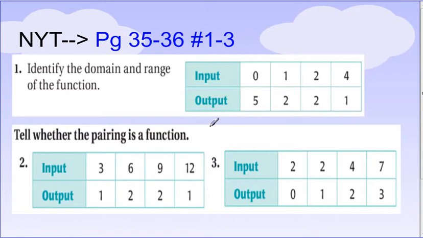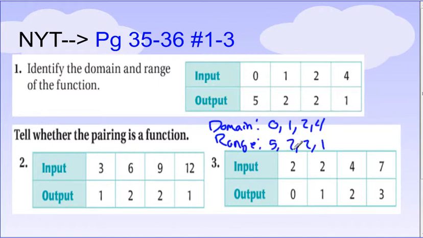Okay, number 1, domain. Domain is 0, 1, 2, and 4. Range is 5, 2, 2, and 1. By the way, this is a function. It's okay that 1 goes to 2 and 2 goes to 2. It's okay if different inputs have the same output. I mean, if you have a machine and you have 2 different buttons that say Coke on it, you expect to get Coke out of both of them. But you would not expect one Coke button to give you 2 different types of sodas.